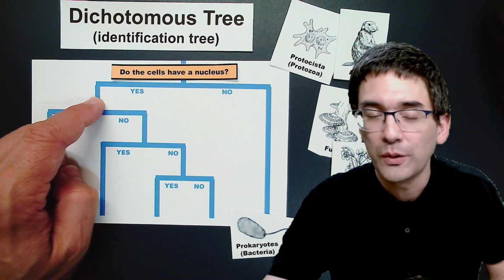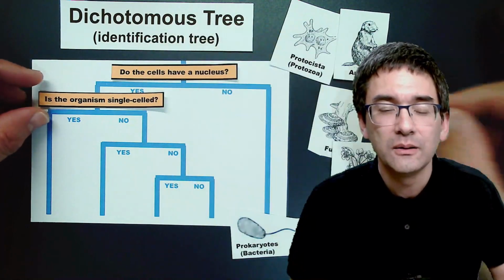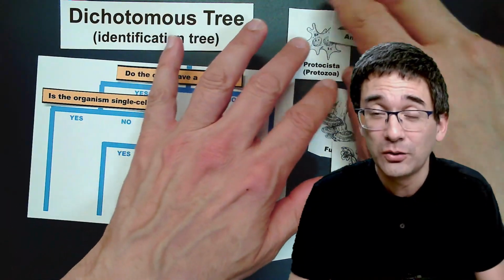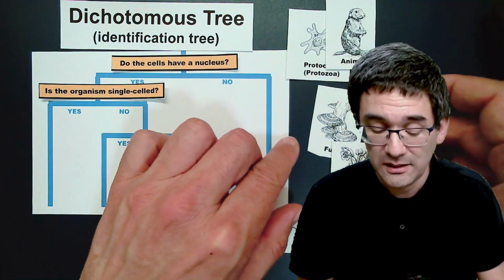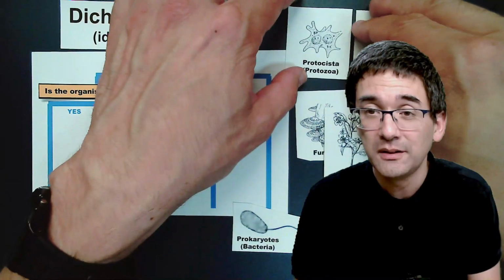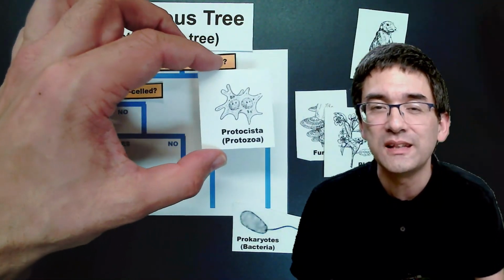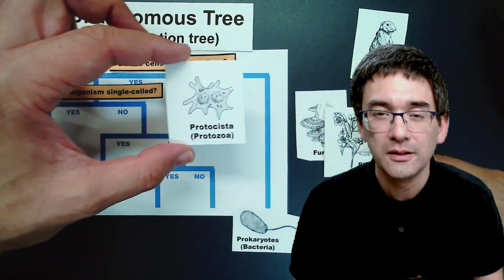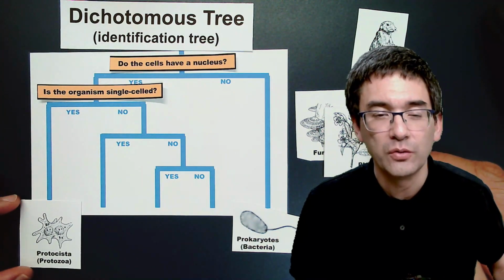The next question is the following. Is the organism single-celled? Yes or no? Is it made of one cell? Well, I already mentioned that animals are made of many cells, fungi, many cells, plants too. But did I not already tell you that the protozoa, the protoctists, are single-celled? They're too small to be seen. So, yes, it's single-celled, so it goes over here.